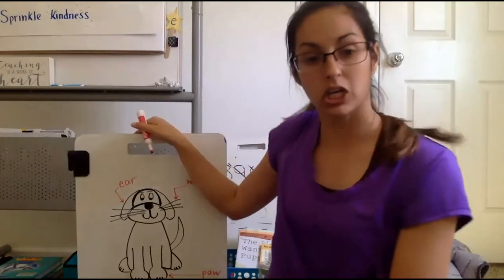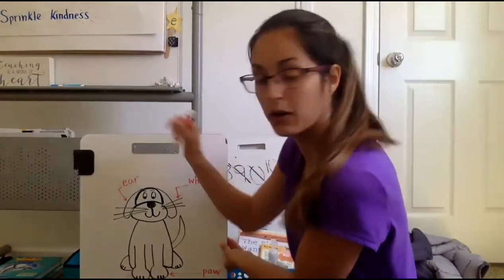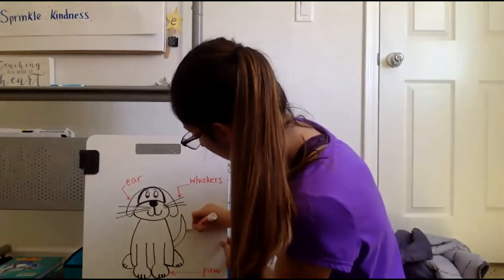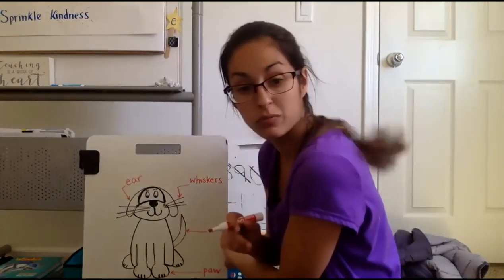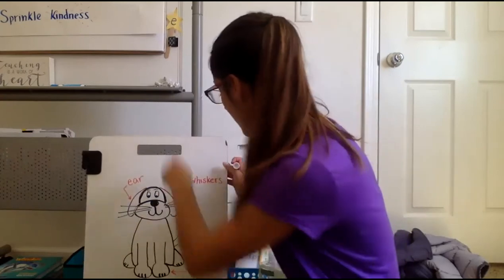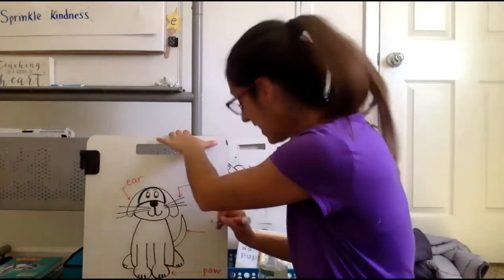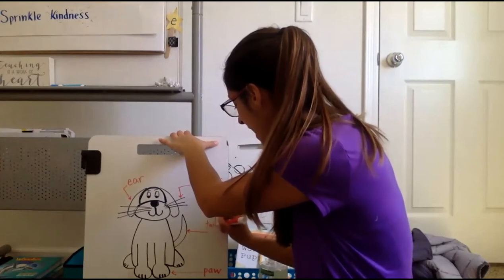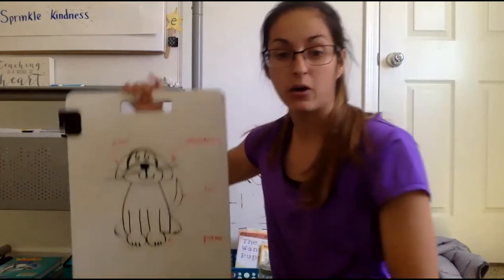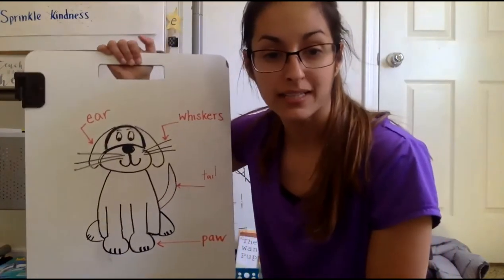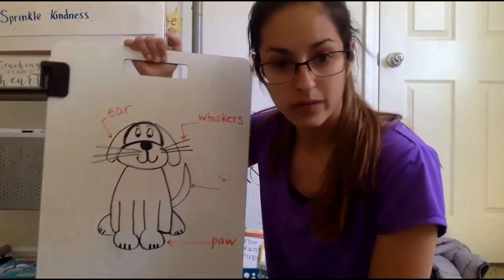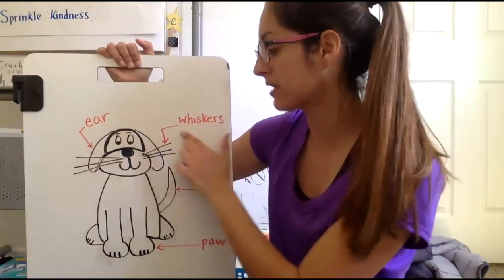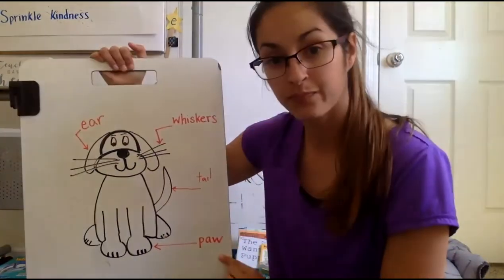Now, let's say I want to label another part of my dog. Let's say I want to label the tail. I'm going to draw a little arrow to my tail, and then next to that line, I am going to write tail. Now, whoever is looking at my diagram of a dog will know what all of these different parts are called because of the labels.